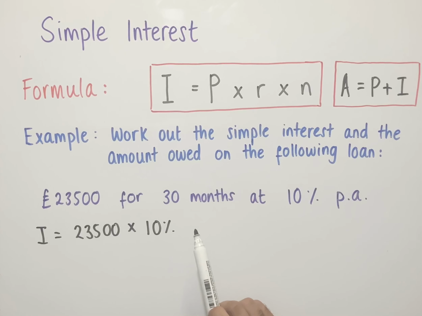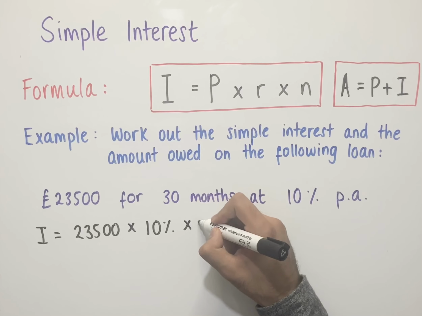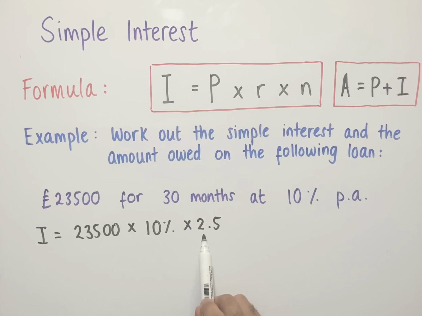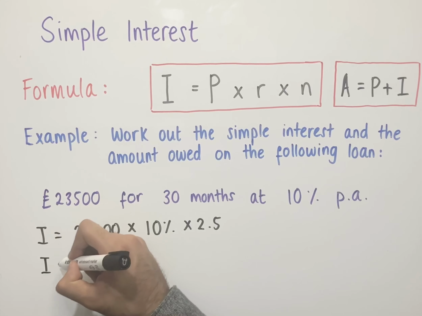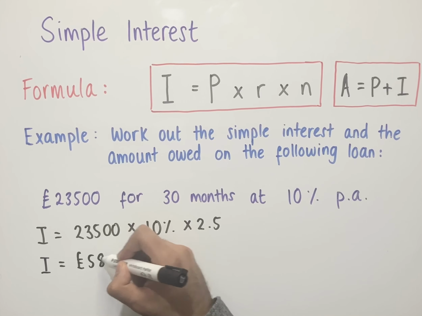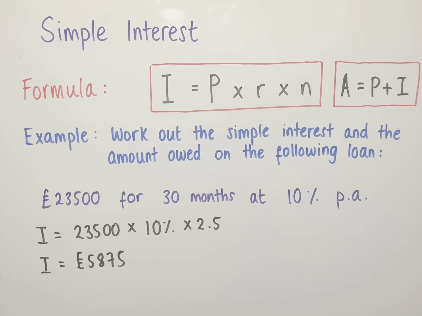So there's 12 months in a year. If we do 30 divided by 12, that will tell us the number of years we have, and that equals 2.5. So we have 2.5 years. Substituting that in and working this out, we should find that the simple interest is equal to 5,875. And so finally, to work out the amount owed at the end of the loan, we can use the formula that we looked at before here.